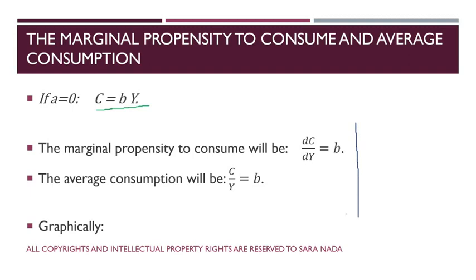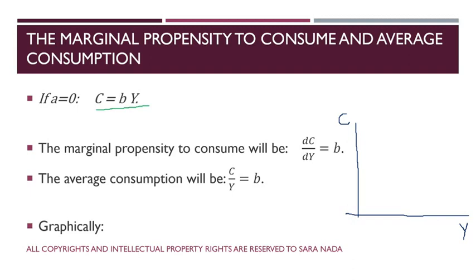We will draw the x-axis and the y-axis. The horizontal line is the x-axis, so we put on the x-axis the Y, the national output or income, and the vertical line is our y-axis, and we put on the vertical line the consumption function. We want to draw the consumption function under this case, which is having A equal to 0.